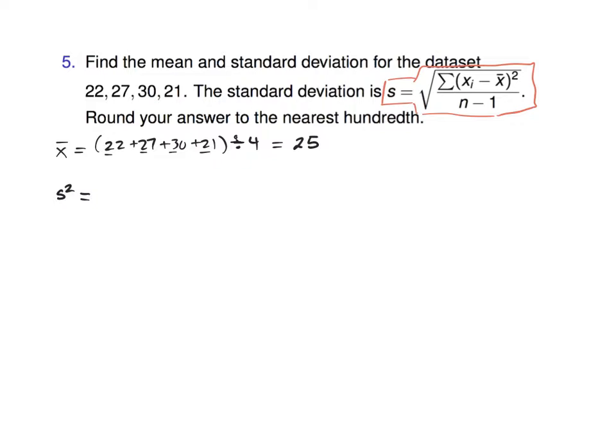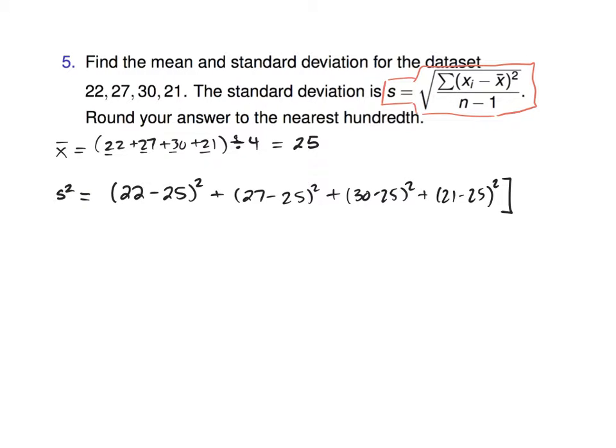And the way you do this is, you remember that this x sub i means observation, minus x bar means the mean you just found, right? And find all those differences and square them. So what's our first observation? 22 minus 25 squared, plus 27 minus 25 squared, plus 30 minus 25 squared, plus 21 minus 25 squared, yep. And all that is divided by 3.